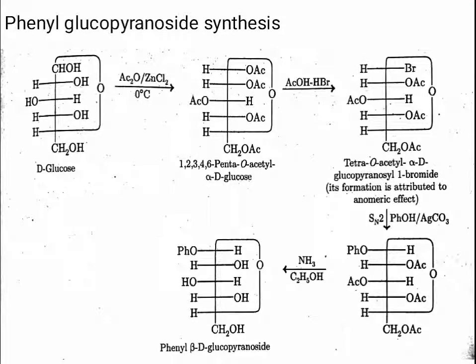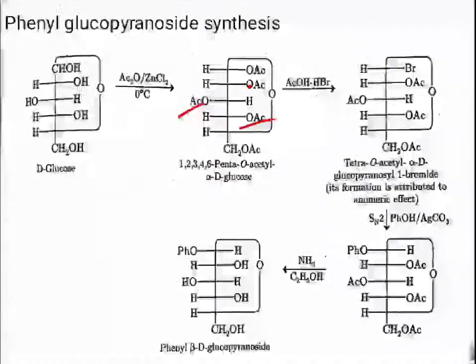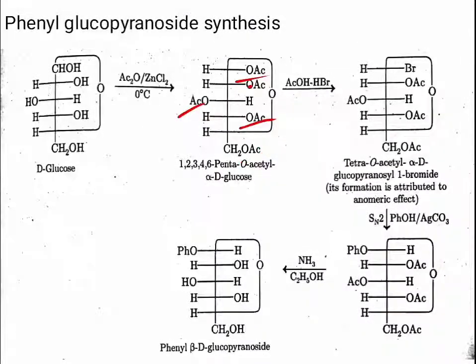Phenyl glucopyranoside synthesis. So you are taking D-glucose and adding acetic anhydride and zinc chloride at 0 degree centigrade. Then all these OH will be converted into OAc, all these 5 OH, including the anomeric carbon's OH. Now if you add acetic acid and HBr, this bromine will just attach here. Actually this bromine will take the axial position due to the anomeric effect.